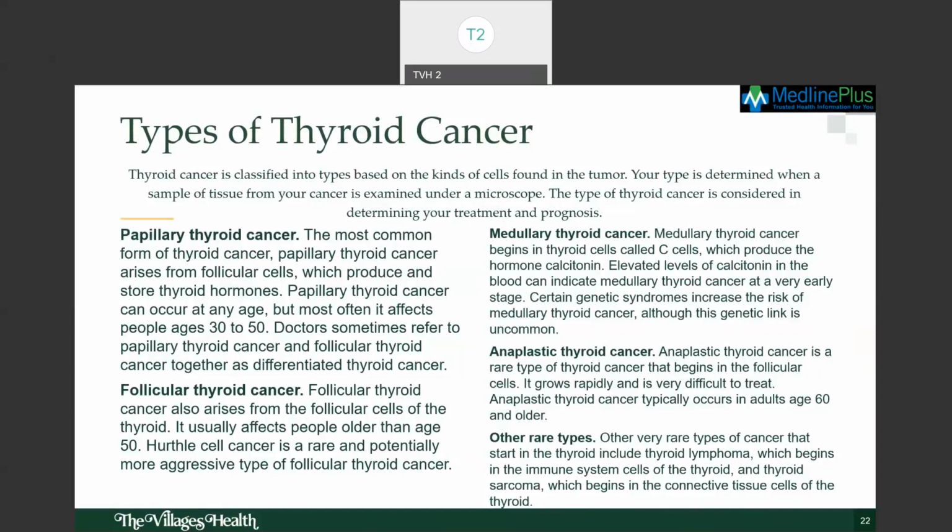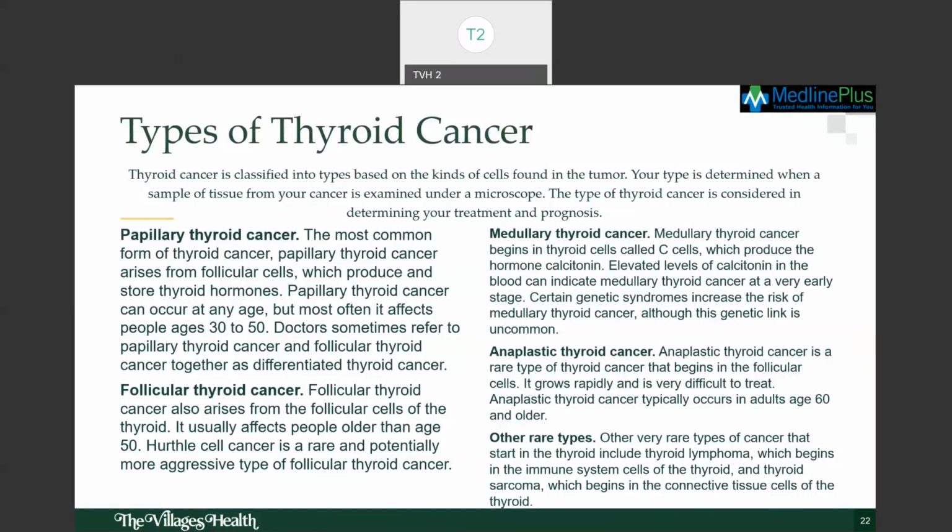Moving to the right side of the column there, medullary thyroid cancer begins in the thyroid cells called C cells. Those are the ones that produce the hormone calcitonin. So higher levels of calcitonin in the blood can indicate medullary thyroid cancer at a very early stage. There are certain genetic conditions and syndromes that put you at a higher risk for this, but the genetic link is uncommon. So there are certain syndromes and conditions that increase the risk, but there's really not a link there yet.